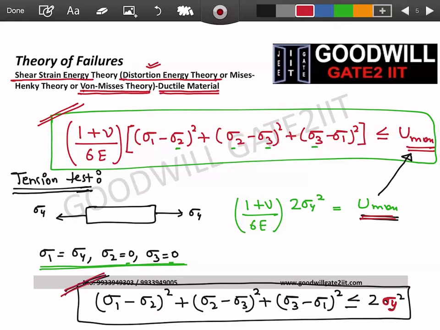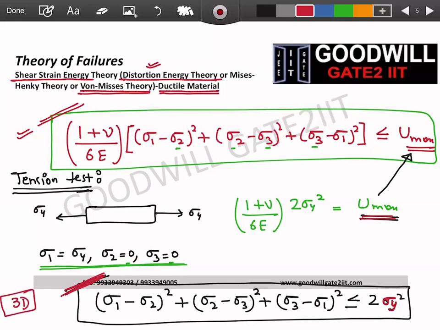So I end up with this formula. I will not be using this for solving numericals, but they can ask in your exam which one of them is the correct option for von Mises. So you should at least know this in your notes, but all the numericals will come here. But if you see, this is for a 3D body, right?